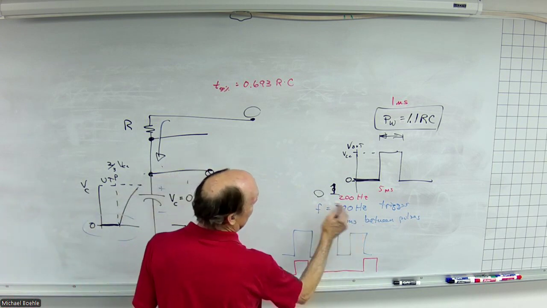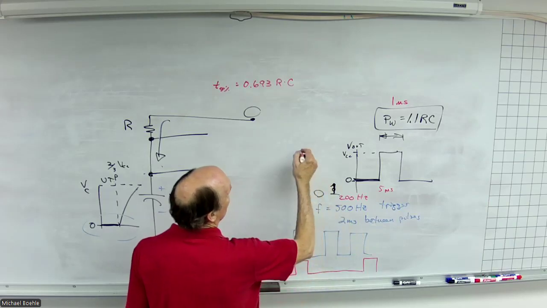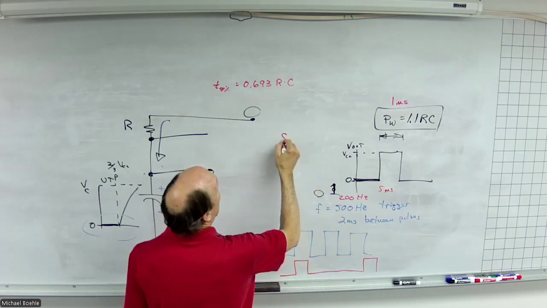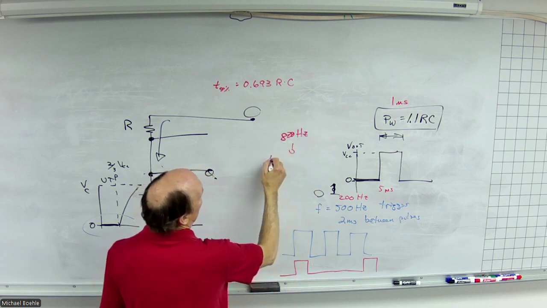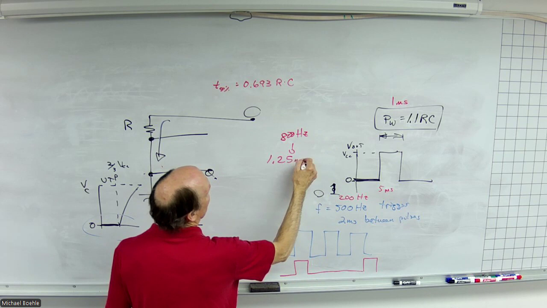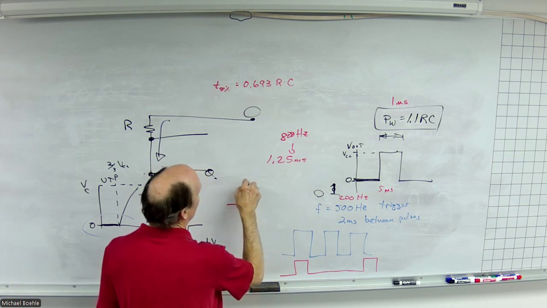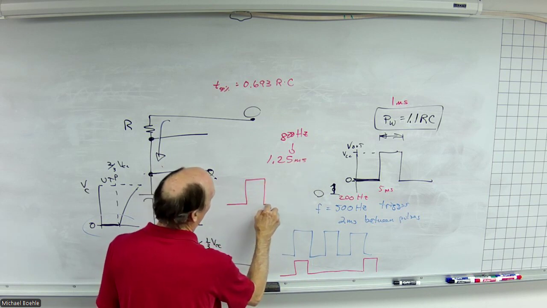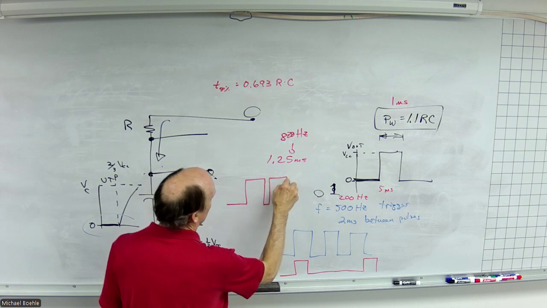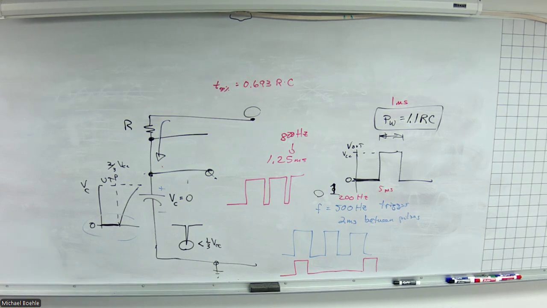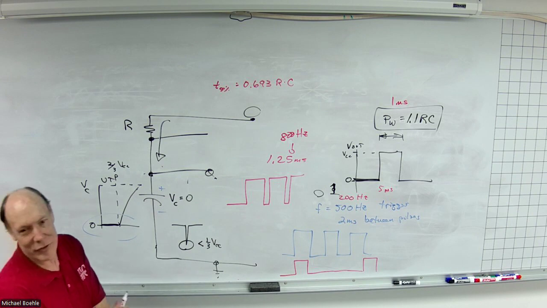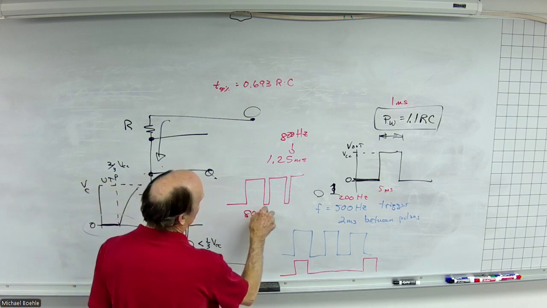If I were to increase the frequency to, simple math here, 800 hertz, that means I'm pulsing every 1.25 milliseconds. If I'm on for 1 millisecond, I'm off for a quarter of a millisecond. On for 1, off for a quarter. Now my duty cycle is, I think, 80%. Can't do math fast in my head, but I've got about an 80% duty cycle.